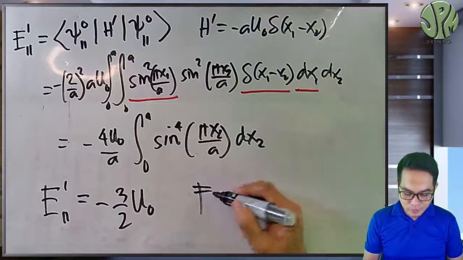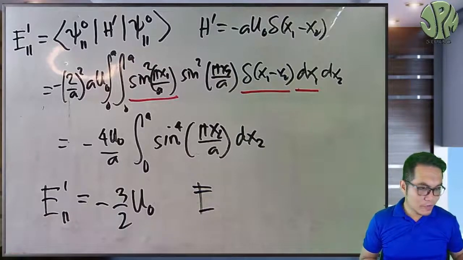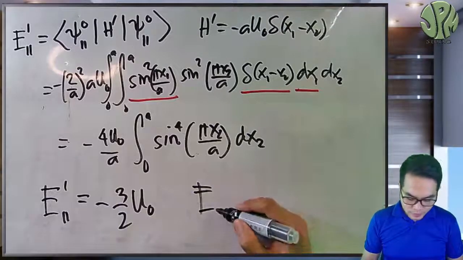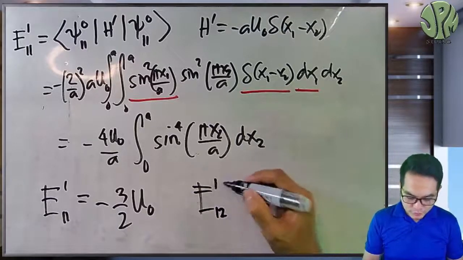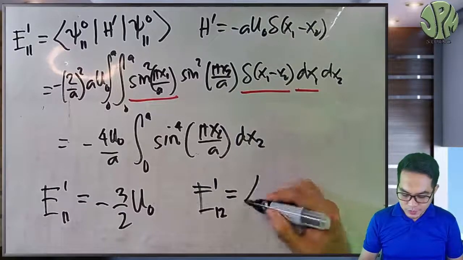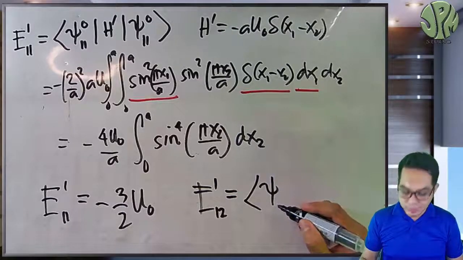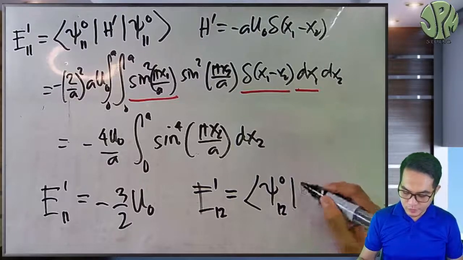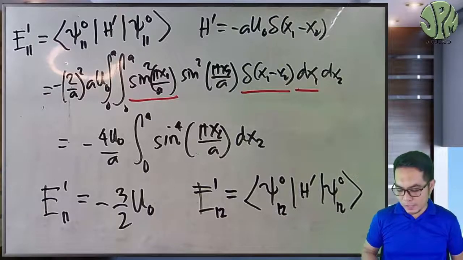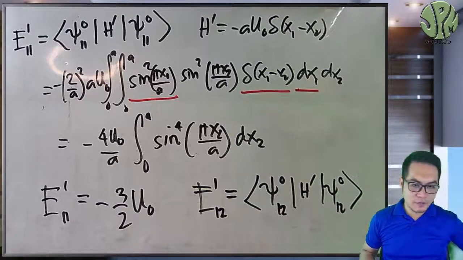This is the first order correction in the ground state energy. For the first order correction of the first excited state energy, E12, you do the same, but you use the first excited state: psi 20, H prime, psi 20. I will leave this as an exercise for you.